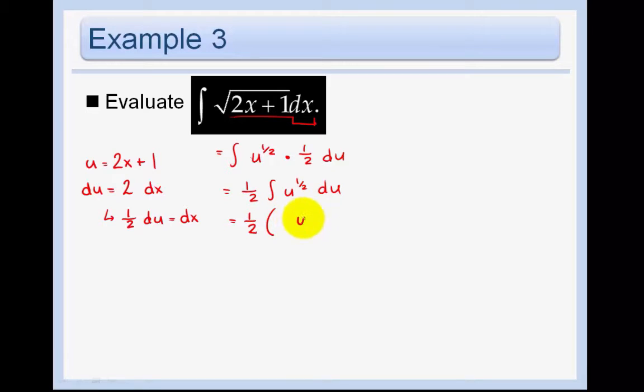Add 1. So divide by 2/3 plus c. So we have 1/3. Okay, I just multiplied these. U, which is 2x plus 1, to the 3/2 plus c.